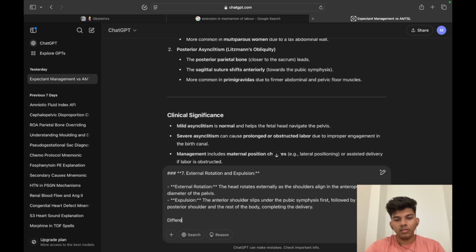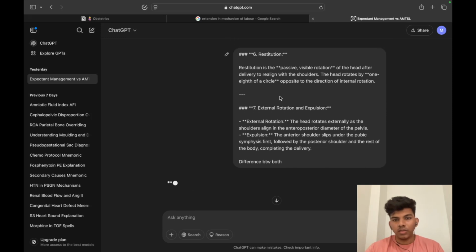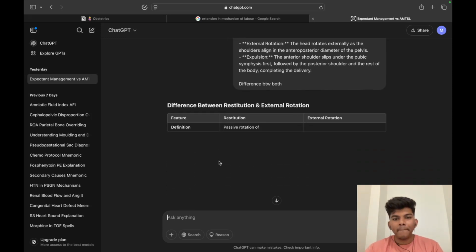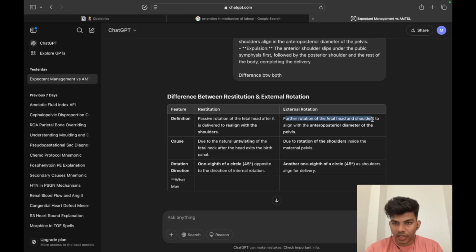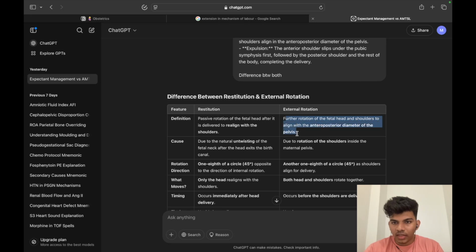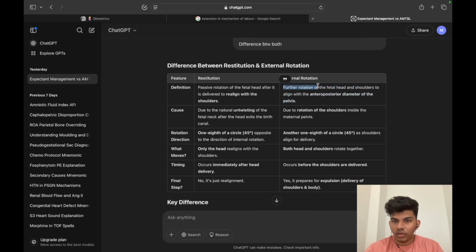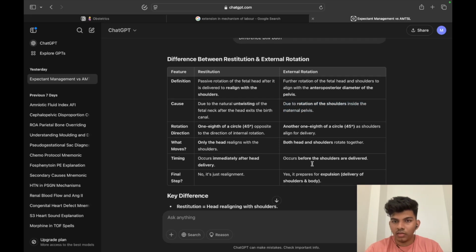Difference between both, restitution and external rotation. Restitution is passive rotation of the fetal head after delivery to align with the shoulders. External rotation is further rotation of the fetal head and the shoulders to align with the AP diameter of the pelvis. Yes, this one is further rotation, that is the key, due to the natural untwisting of the neck after this, due to the rotation of the shoulders inside the maternal pelvis. This is 1/8 of the circle in the opposite direction of internal rotation, and another 1/8 of the circle as the shoulders align for delivery, which is the AP diameter.